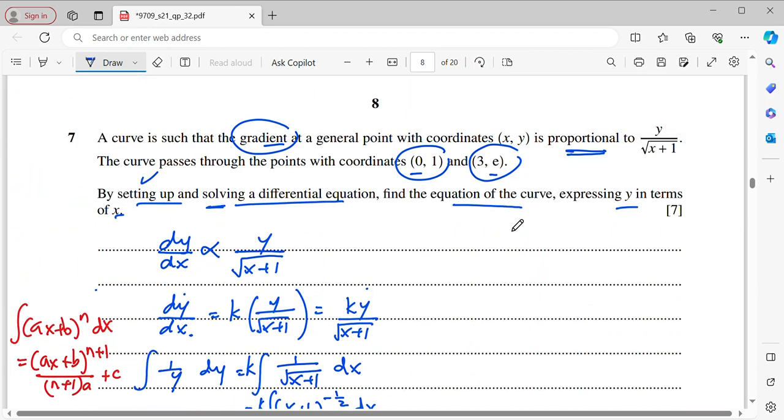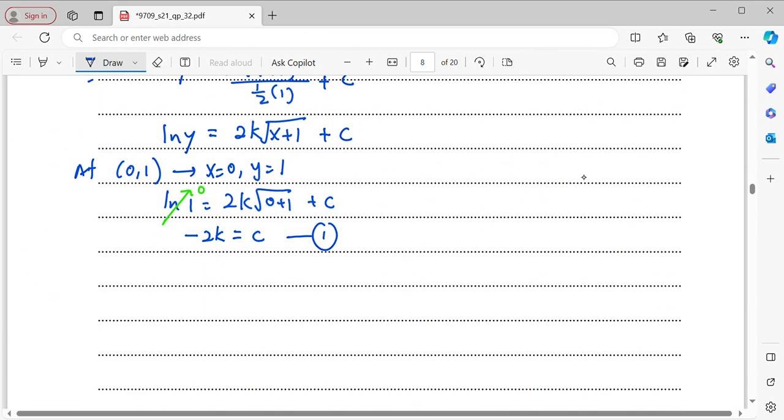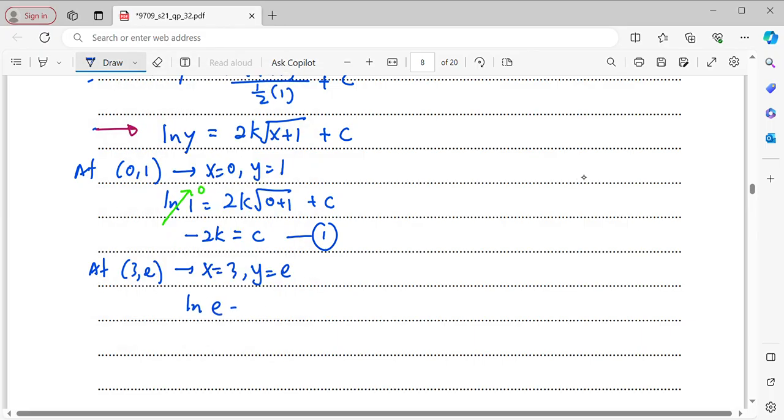Then now I have to use the second point to get the second equation, because we need to find k and c, two unknowns. So the second point is (3, e). That means x is 3, y is e. So again, you substitute into this solution. I will get ln e equals 2k square root of 3 plus 1, which is 4, then plus c. The left hand side, ln e, is 1. On the right hand side, the first term, square root 4 is 2, and 2 times 2 gives 4k plus c. So this will be the second equation.